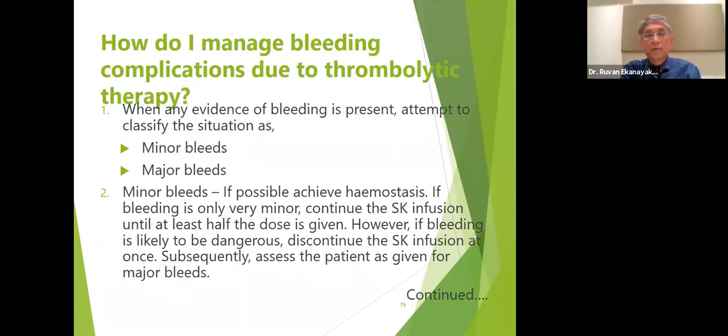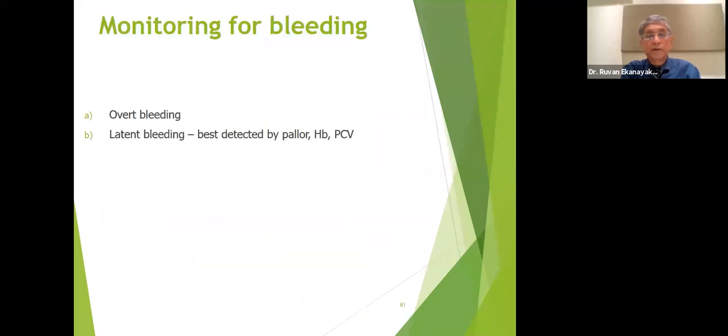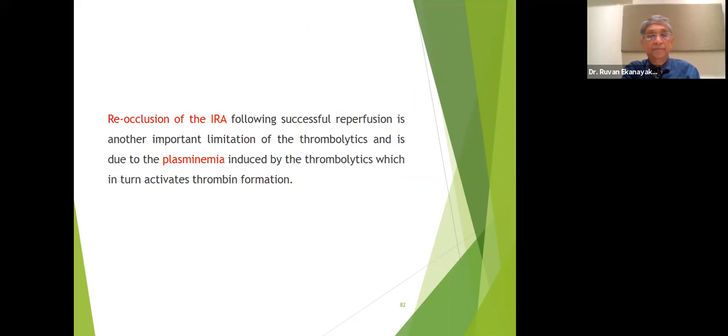Once you give the thrombolytic, bleeding can occur. They can be minor bleeds and major bleeds, and you have to curb it. But remember, there can be overt bleeding. You may not see the bleeding. The bleeding may be in the gut or into the posterior muscles where the bleeding is not seen. And this you can only detect by looking at the conjunctiva and doing the hemoglobin assessment to see whether there is overt or latent bleeding.